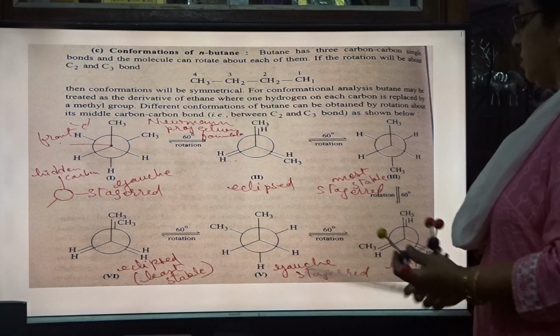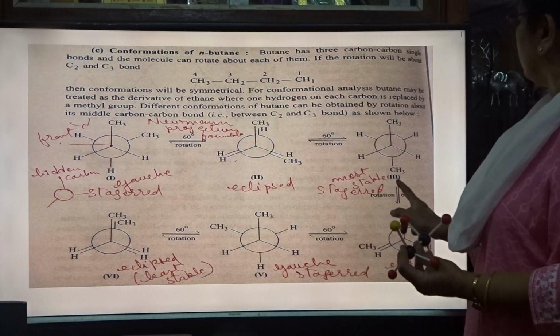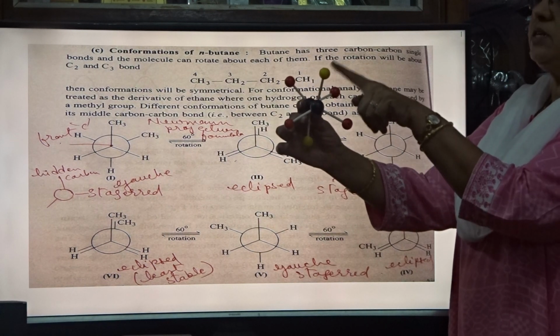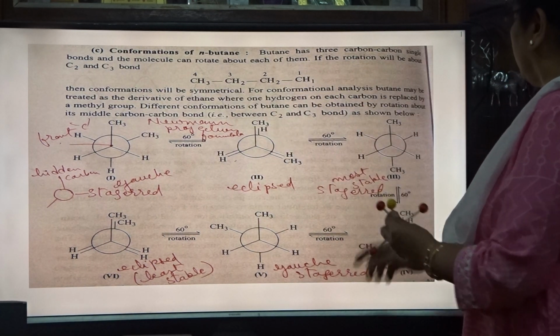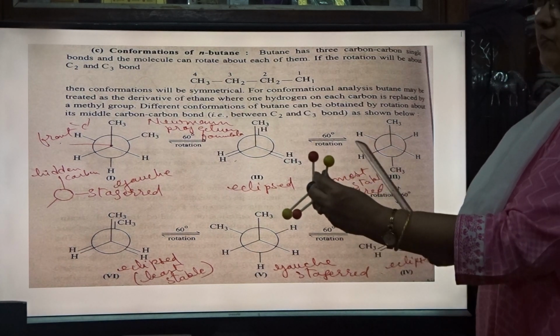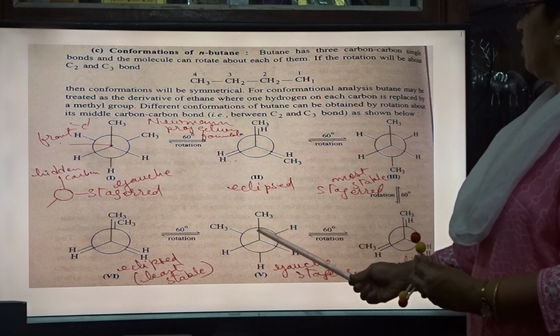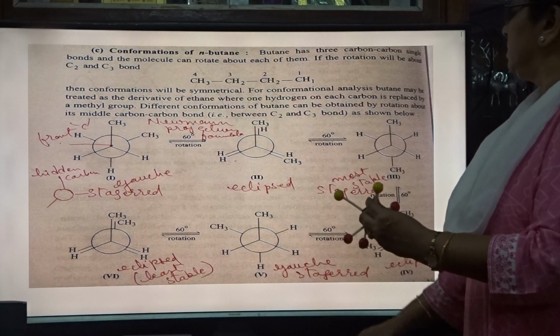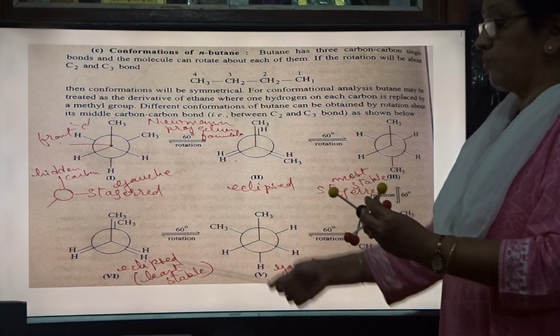Then this is the most stable, the third one, and the yellow CH3, CH3 are very far from each other. Then again when you rotate, CH3 and H. Then again you rotate, then CH3, CH3: the fifth one. This one and this one: the sixth one.